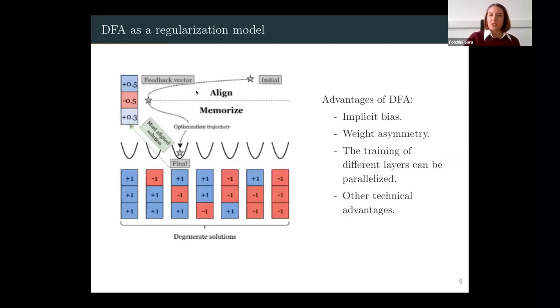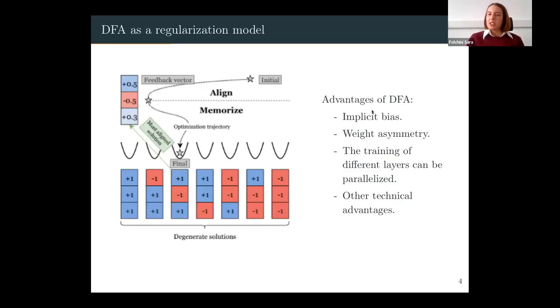Here is another representation of the alignment, and here they say memorize, but it's actually meaning learning the dataset. So from an initial point of view, first the weights will align to the values of a feedback vector. Then among all the possible solutions of the weights, the solution that is selected is the one with the same gradient as the feedback vector. For example, here it's a small example. We have two positive numbers and one negative in the middle. So the solution that will be selected will be the one that has the weights with the same gradient of the feedback matrix. I hope this is clear.